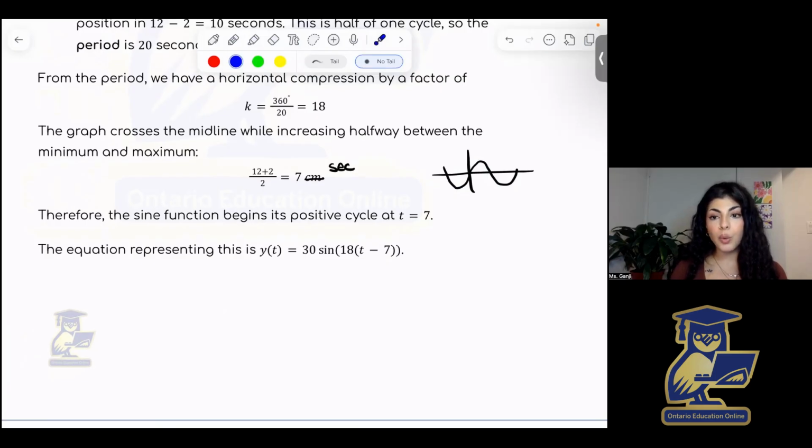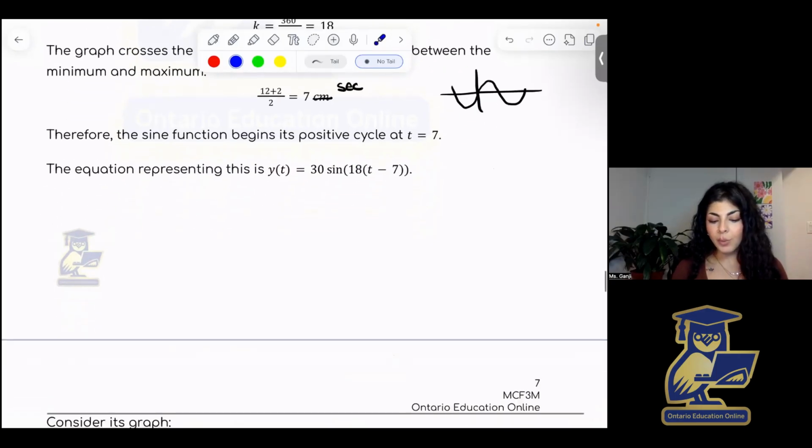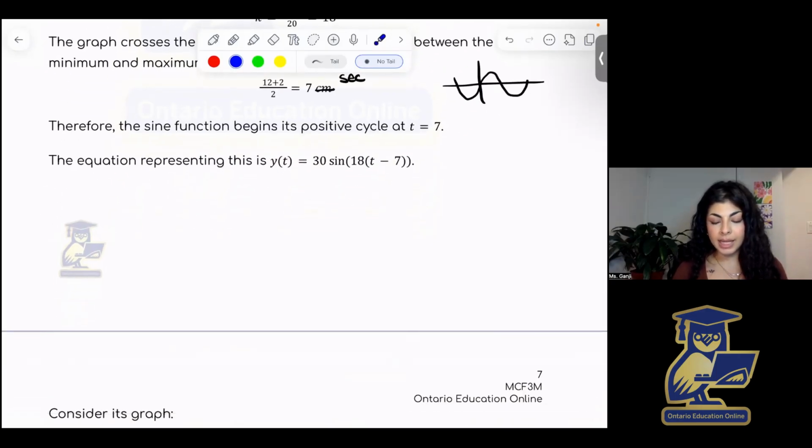Now, we also have to follow order of operations here when it comes to having both horizontal stretch or compression as well as horizontal translation. So we have to do our shift first, and then once we have the placement, then we can actually stretch out or compress the graph, which in this case we are compressing. And that's why we have our equation set up like this.